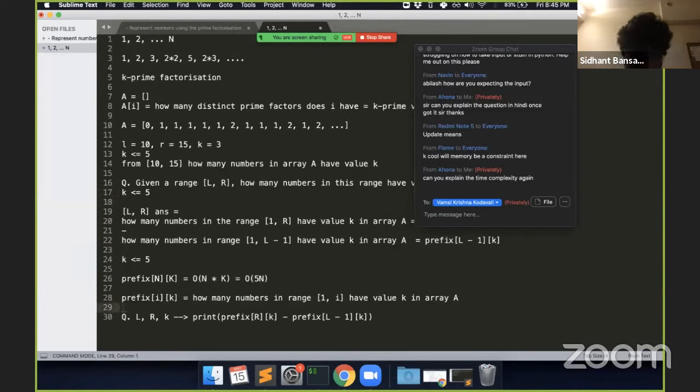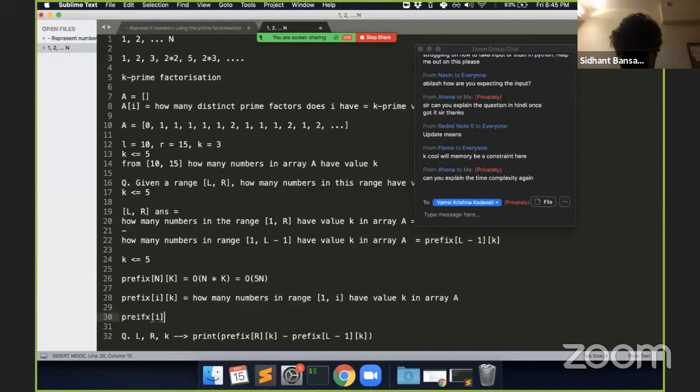Okay, can you explain the time complexity again? I haven't really talked about how you will create this prefix i,k. Prefix i,k is equal to prefix i minus 1,k plus a_i equal k. This is the recurrence that we are going to use. Whatever we had till i minus 1 for k, just add that, and check if the current element is equal to k. If yes, then add a 1. If no, then add a 0.